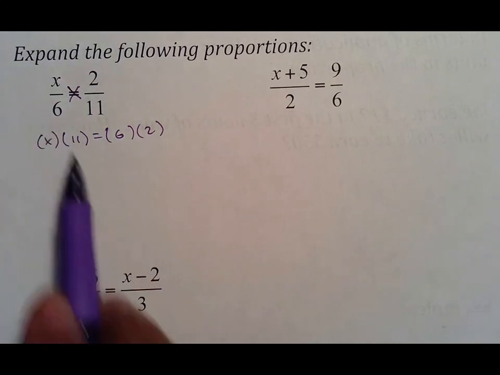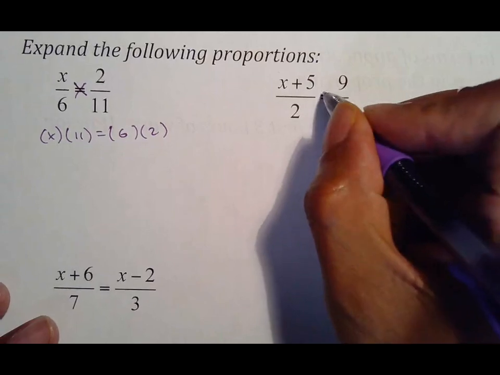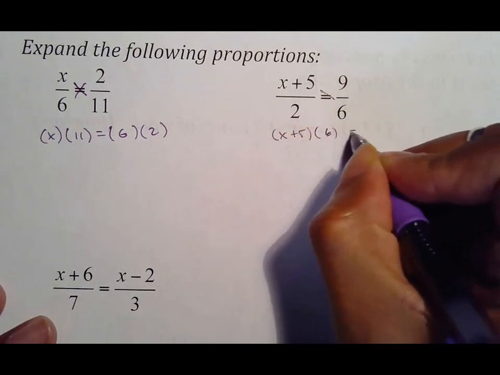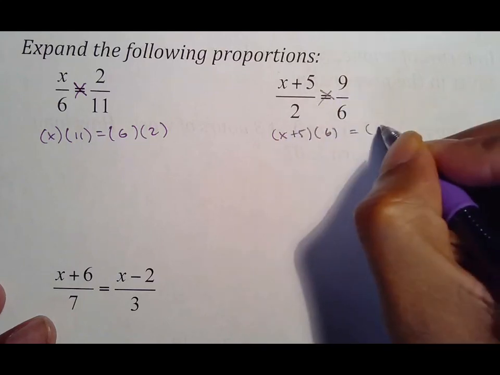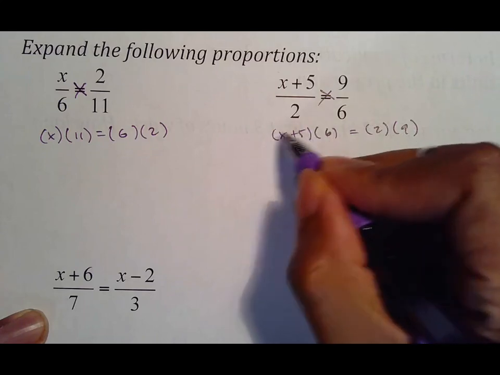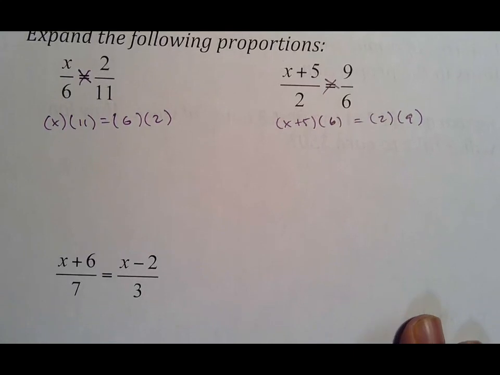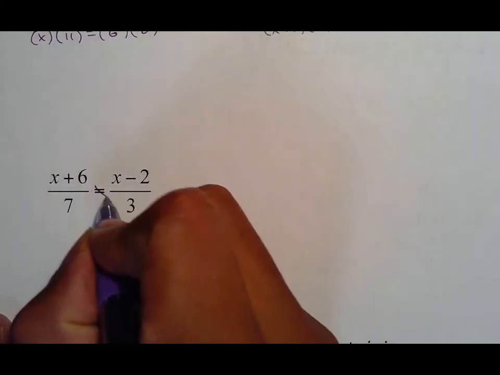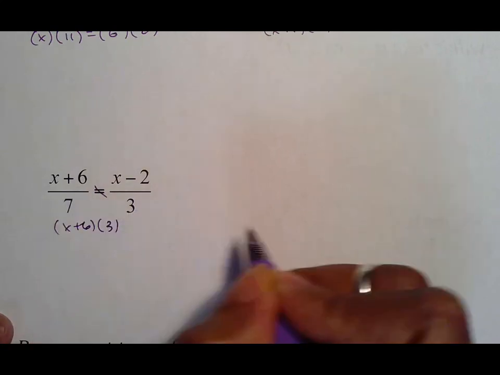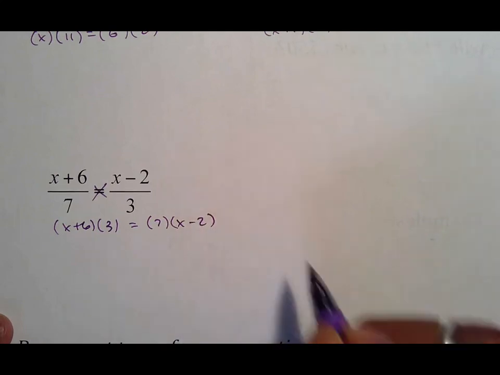That is what you do when you see a proportion, is you expand it out and then you go ahead and solve it. So again, if you were asked to expand this one, you would take x plus 5 and meet it up with 6 through multiplication and set it equal to 2, meeting 9 through multiplication. Again, hopefully you understand that would be 6x plus 30, that would be 18, and you would solve as usual. Even if it looks ugly, you simply follow your steps. X plus 6 meets 3, and 7 meets x minus 2.